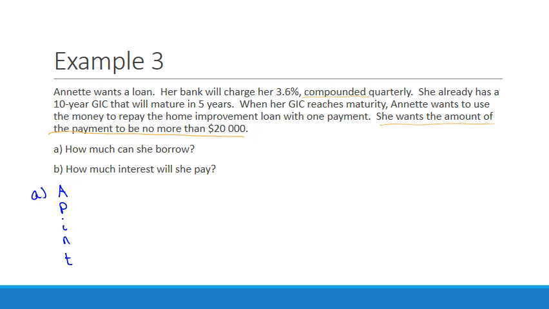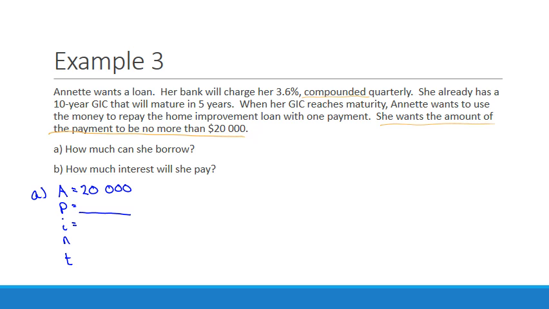Now in this one, she knows in the end that she wants the payment to be no more than $20,000. So the future value is going to be $20,000. That's what she wants it to be in the end. What we're wondering is, for that to happen, how much should she borrow now in order to make sure it's only $20,000 in the future? So we're going to be looking for the P value. Now I'm going to be finding the rest of this.